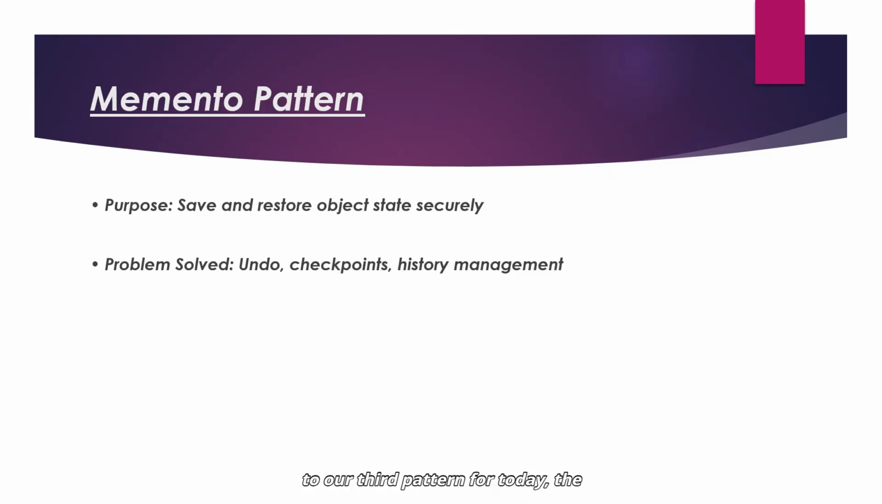Now let's move to our third pattern for today, the memento pattern. And this one is a favorite for applications needing undo or rollback functionalities. The memento pattern allows you to capture an object's internal state, store it outside, and restore it later without violating encapsulation. The key here is the object that saves the state, originator, the object that stores the state, memento, and the object that manages saving and restoring, caretaker.